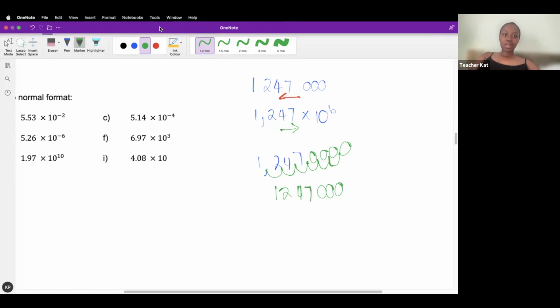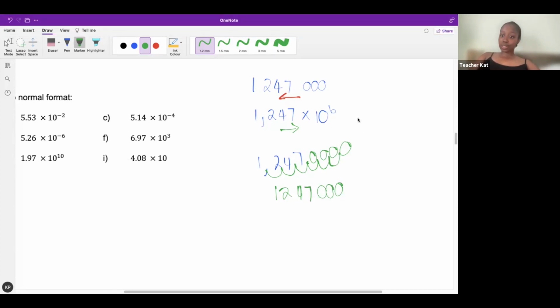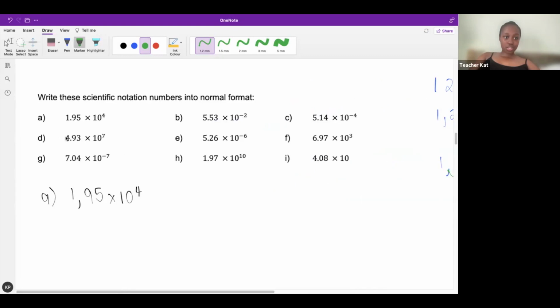Thumbs up, thumbs down. Do we understand the opposite of what we were doing now? I see some thumbs up, but not nearly enough. I feel like some of us are still a bit nervous. So if you're given the number, you go one way. But if you're given the scientific notation, you go the opposite way. Let's see if we understood what I just said.